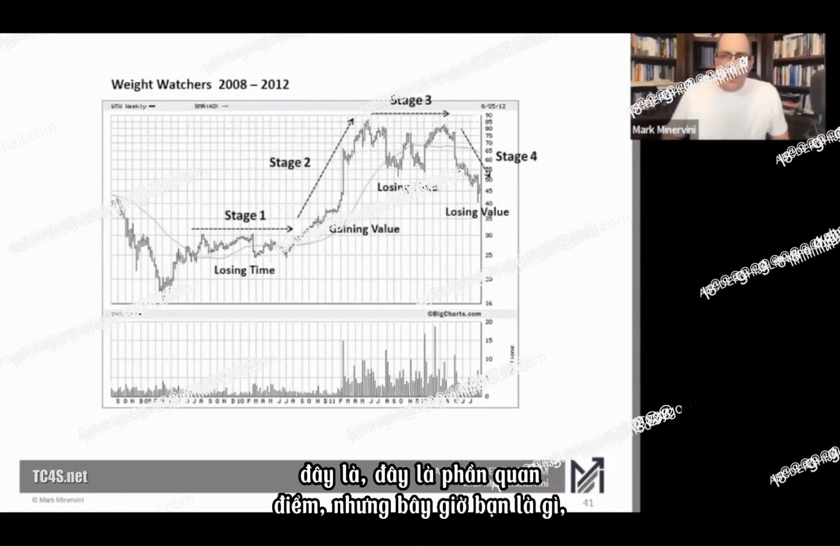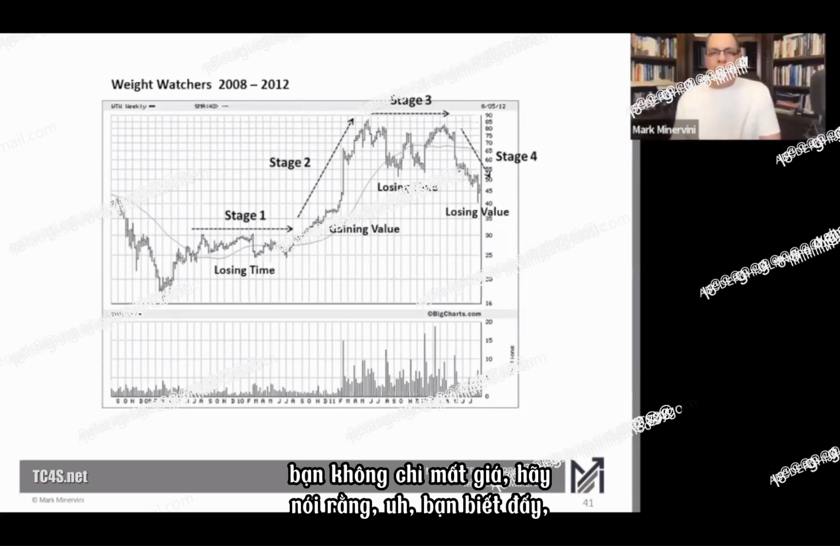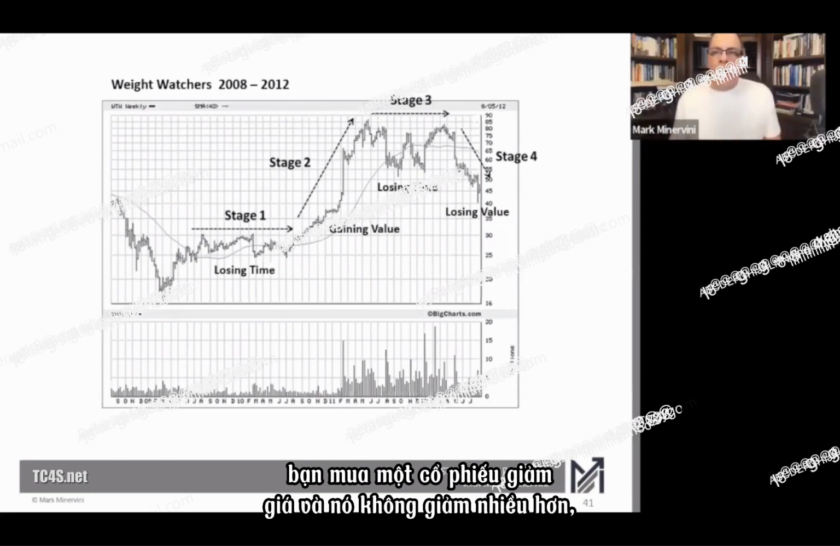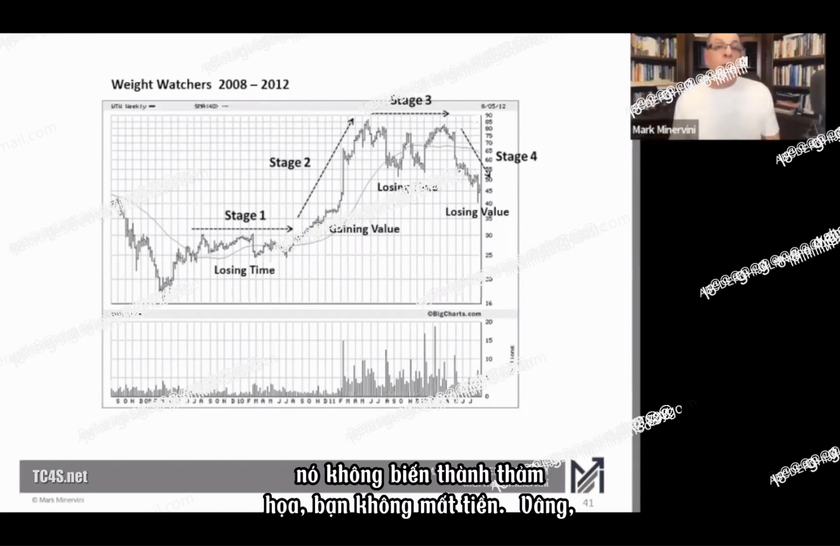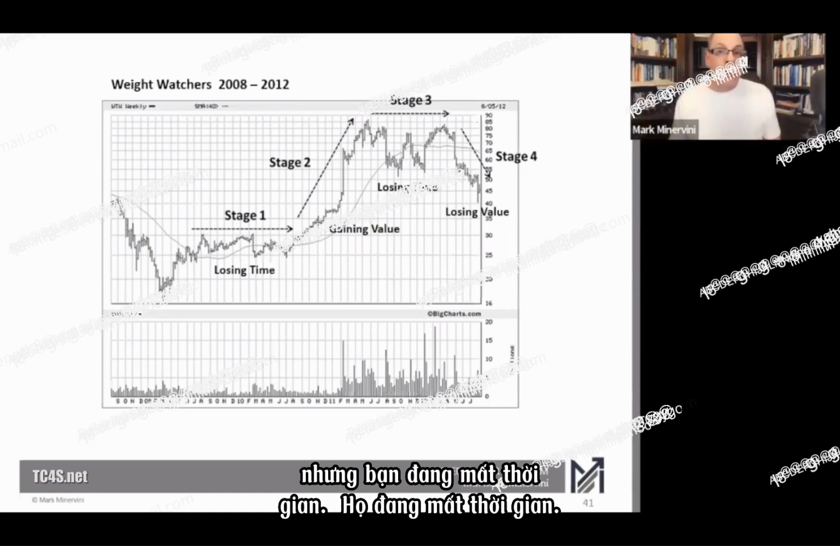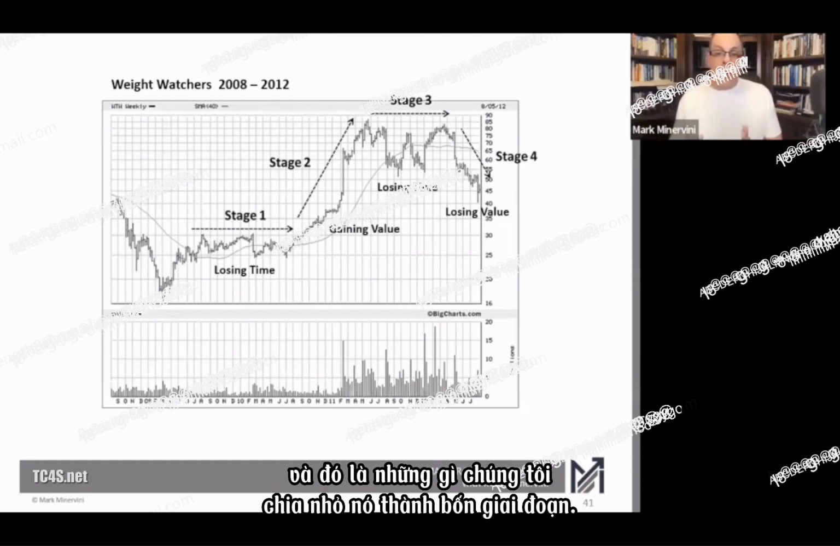Again, this is the perspective section. But now you're not only losing price. Let's just say you buy a stock that's down and it doesn't go much lower. It doesn't turn into a disaster. You don't lose any money. Well, but you're losing time. When you go through these basing phases, so you're going through stage 1, stage 3, and that's what we break this down into.